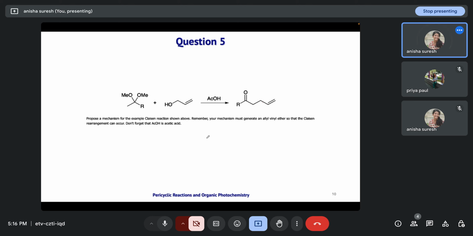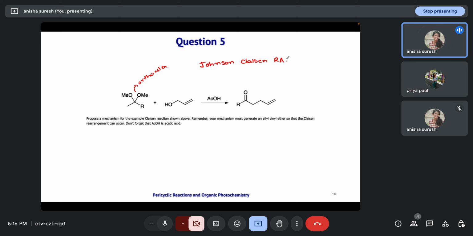Able to do it? Yes, this is an allyl vinyl ether. So what is the exact name reaction? It will come under the orthoester, similar to the Cope rearrangement. It is a Claisen rearrangement only, particularly known as the Johnson-Claisen rearrangement.